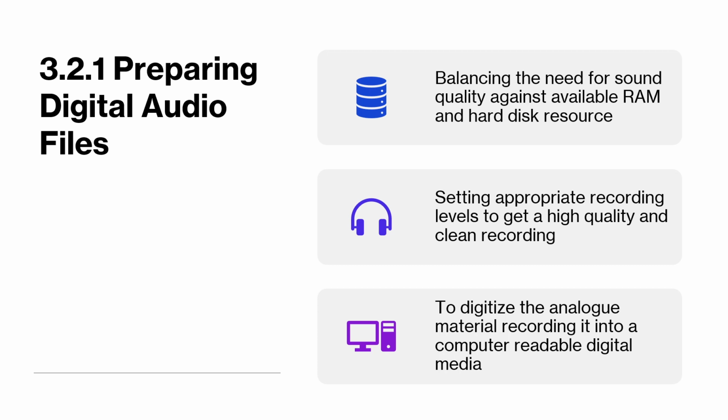And again, to digitize the analog material recording into computer readable digital media, the sampling rate determines the frequency at which samples will be drawn for the recording. Now, you should bear in mind that the number of times the analog signal is sampled during each of these periods and transformed into digital information is called the sampling rate.